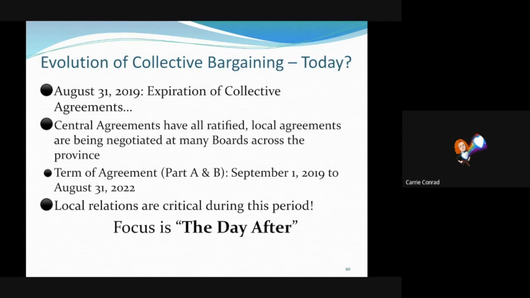Once the collective agreement is signed and it's ratified, all of those stressors are forgotten, but what's remembered by your staff is how you behaved during that process. So the focus must be on the day after and the preservation of relationships, both with the staff that report to you and also with your local union leaders.